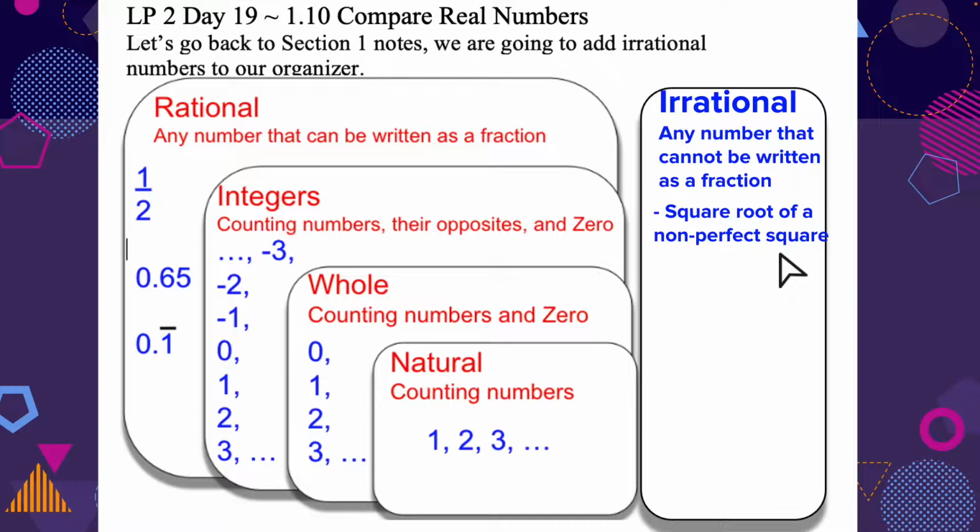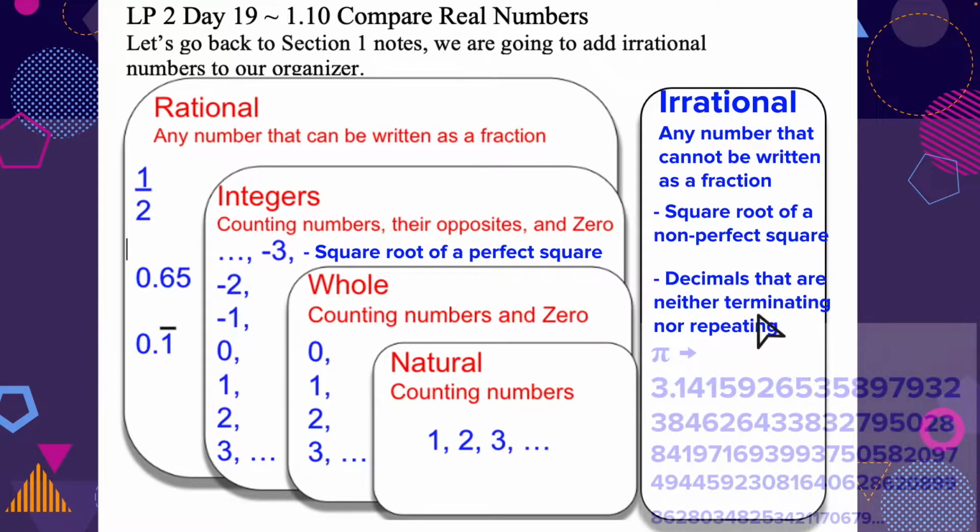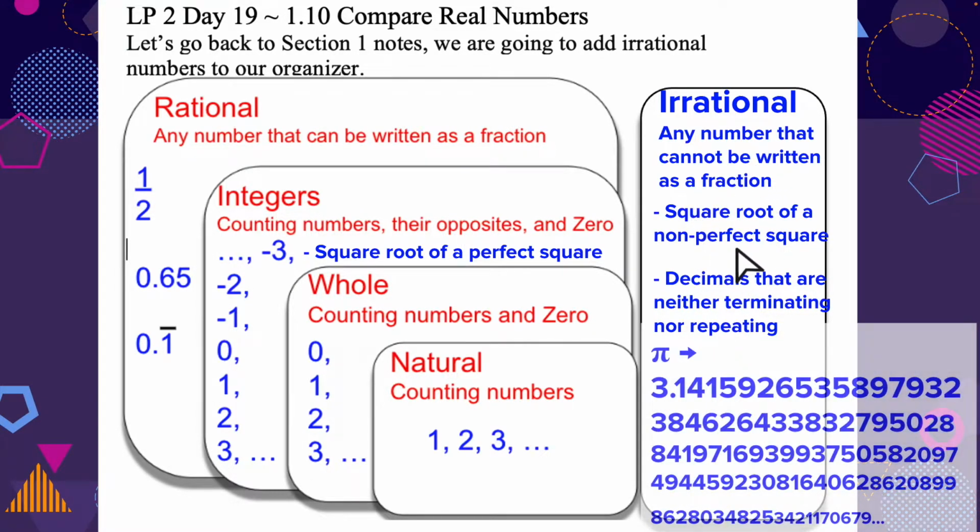It's going to continue on and on forever. The decimal will not terminate, and it will not repeat. It will just continue on and on forever with no pattern to it. So that's a non-perfect square. That being said, I want to throw in here that the square root of a perfect square is an integer. That is a rational number. So we do have both of those. Decimals that are neither terminating nor repeating, that's the idea. That's why the square root of a non-perfect square is irrational.